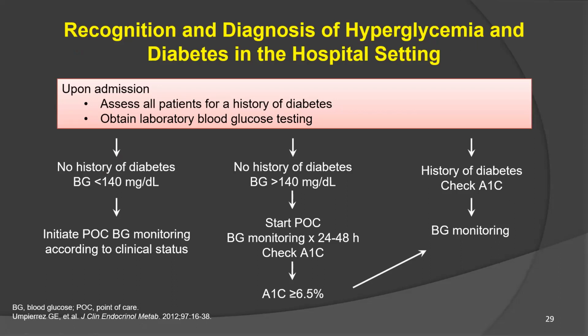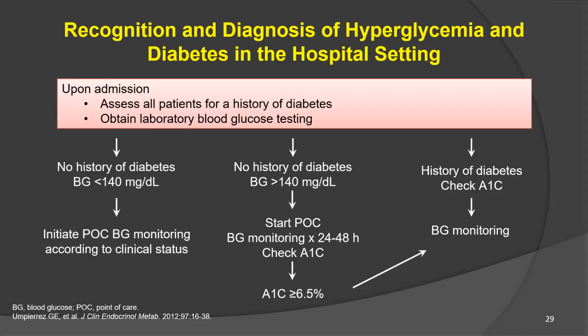Recognition and diagnosis of hyperglycemia and diabetes in the hospital setting. So what should be done? This algorithm or this protocol should be present in every ICU, every ward, emergency unit, operation theater, and so on. Everyone should know about what to do about hyperglycemia or diabetes. Upon admission, assess all patients for a history of diabetes. Rule of thumb, universal, okay? Obtain laboratory blood glucose testing and then go accordingly.